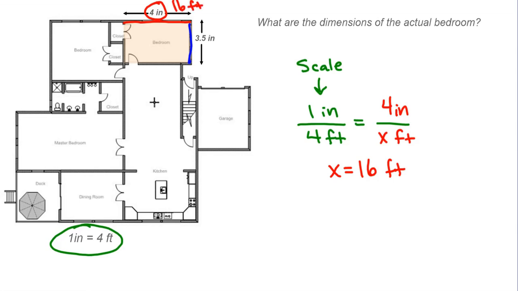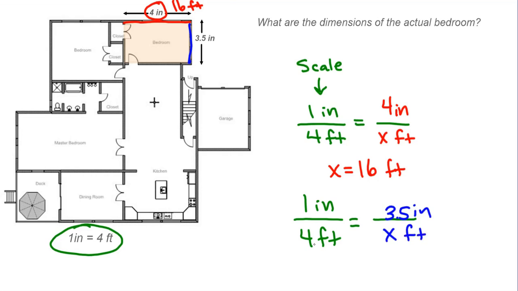And then I need to find the width of the bedroom. So I'm going to do that again. And I'm going to use my same scale. 1 inch for every 4 feet equals, and on the drawing, it's 3.5 inches. And in actuality, I don't know how long it is. So again, I use my cross products, 4 times 3.5 divided by 1, and that will give me 14 feet. So the actual bedroom is 14 feet wide. So when I build this blueprint, the bedroom should be 14 feet by 16 feet.